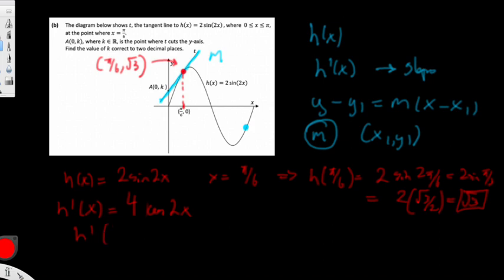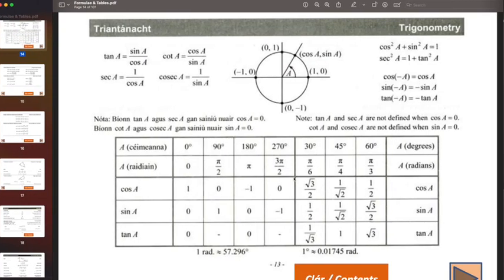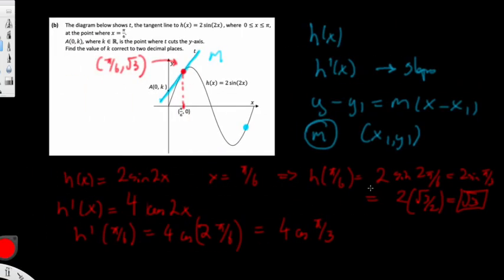And then we do h prime of pi over 6, so that's 4 cos of 2 times pi over 6, and then that's 4 cos of pi over 3, and then using that same table there, cos of pi over 3 is a half, okay? So that's going to be 4 times a half, which is going to be equal to 2. So we have a line, m is equal to 2, and it has this point on it.